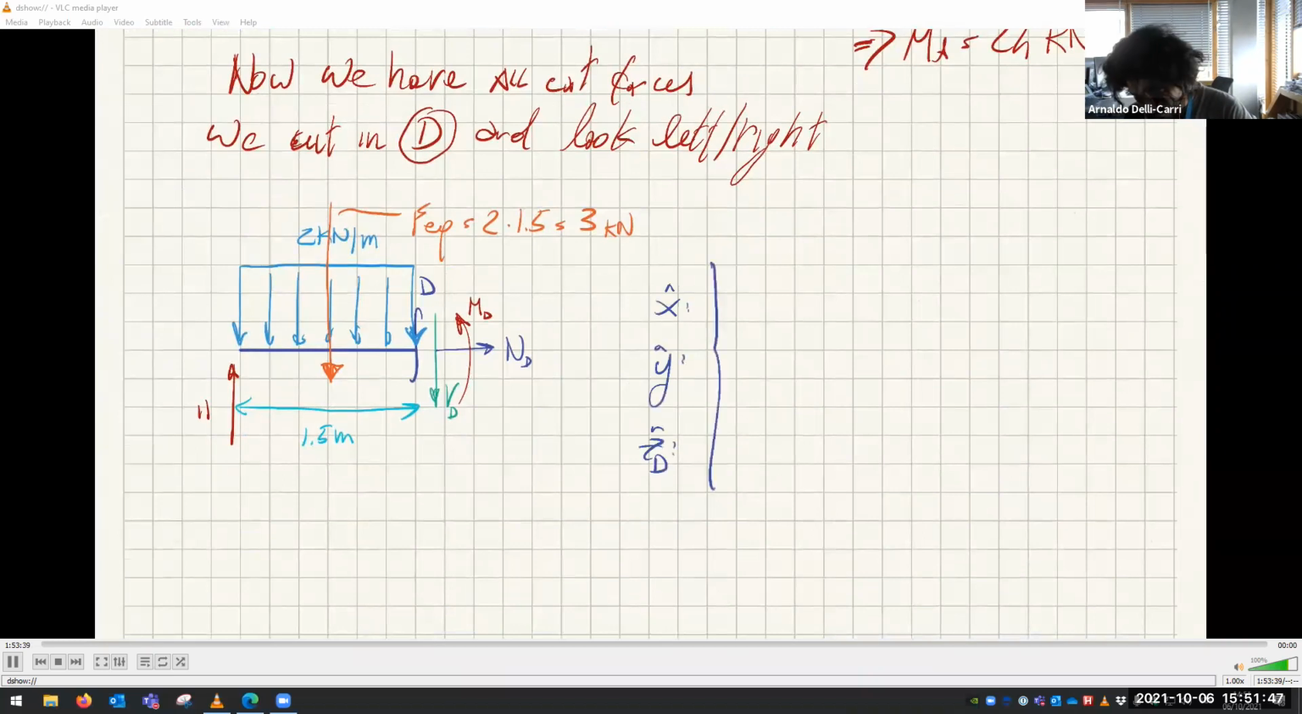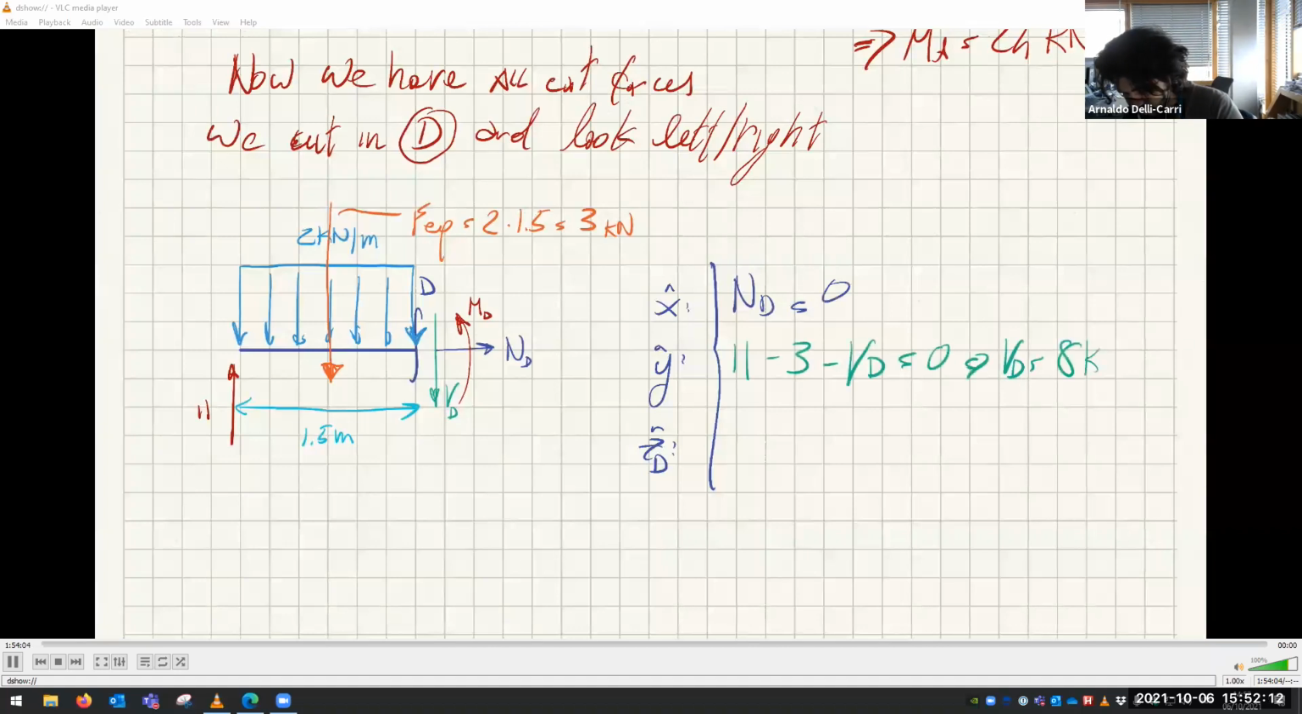So ND equals 0. Very easy. VD, so minus 11 minus 3 is this. Okay, we have condensed the distributed load into the equivalent force. So 11 minus 3 minus VD equals 0. That means that VD is 11 minus 3, which is 8 kilonewtons.